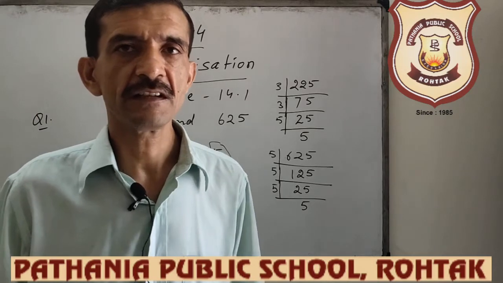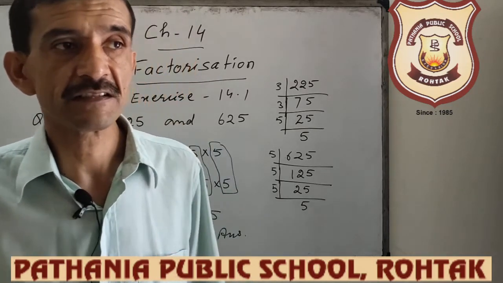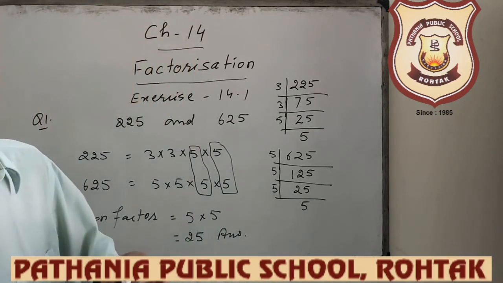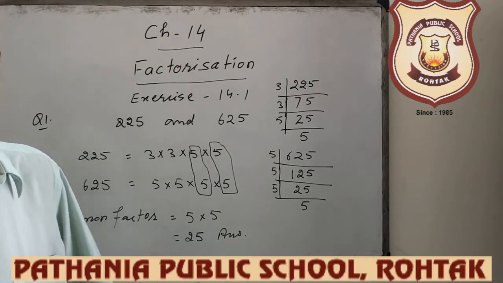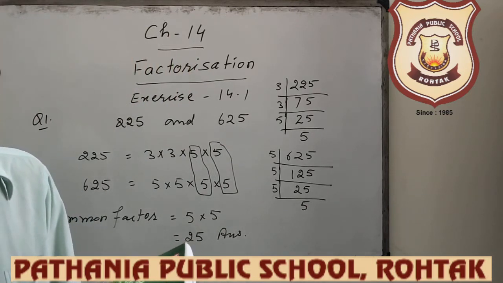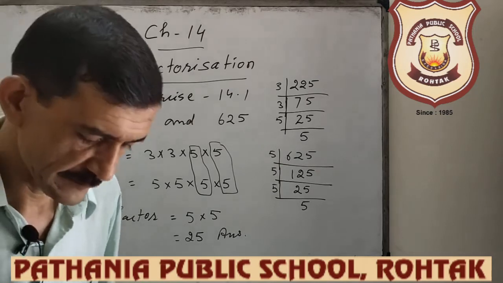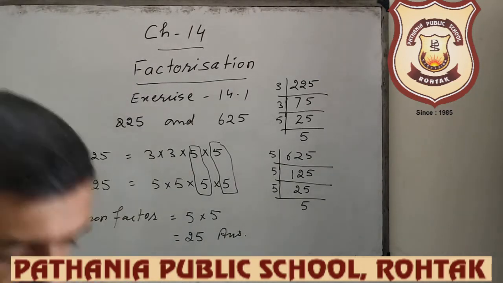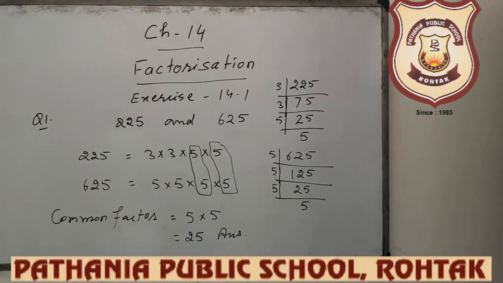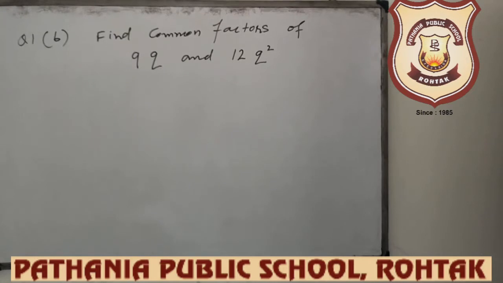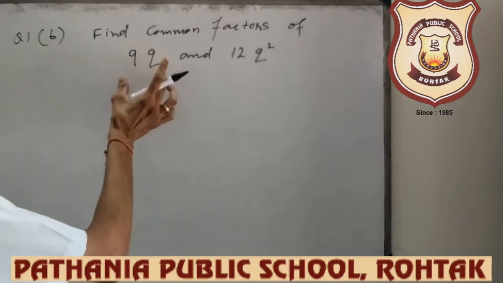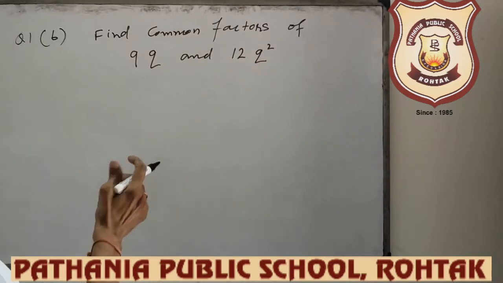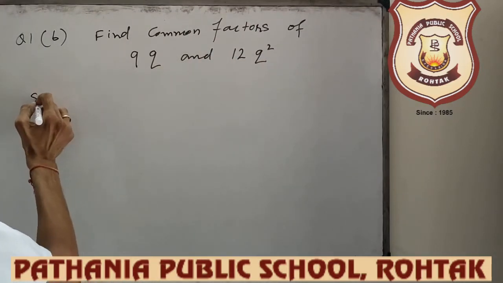In the next question, some algebraic expressions are also there in which a variable is there, that I am going to solve. So look carefully. Next question, beta, find common factors of 9q and 12q square. So the solution is like this.